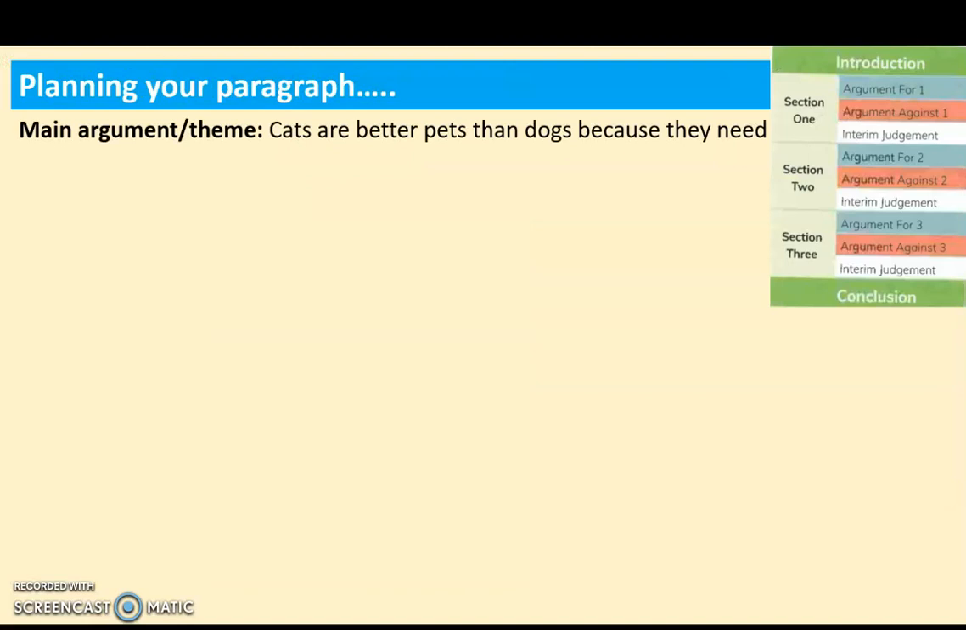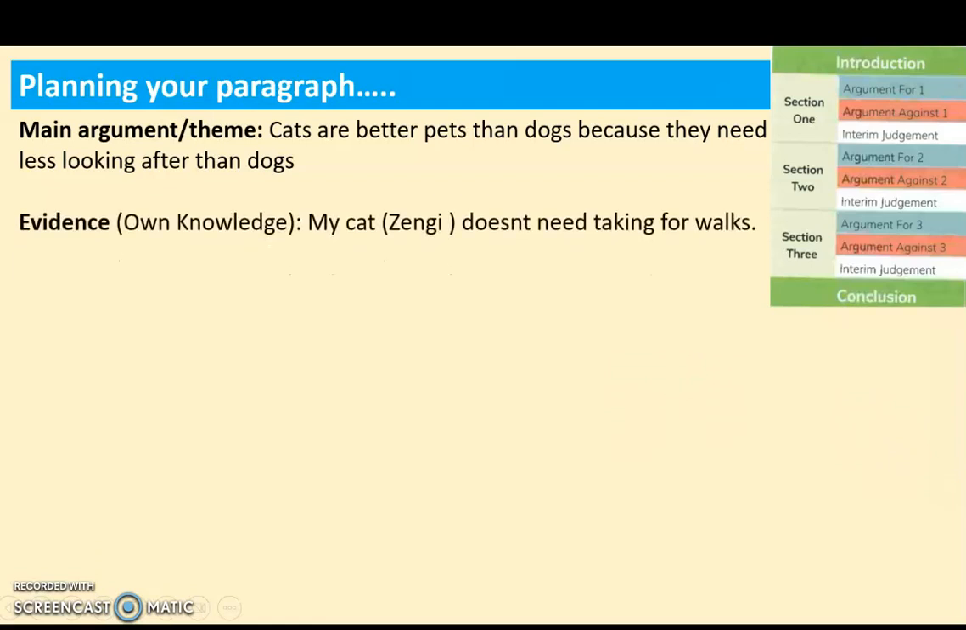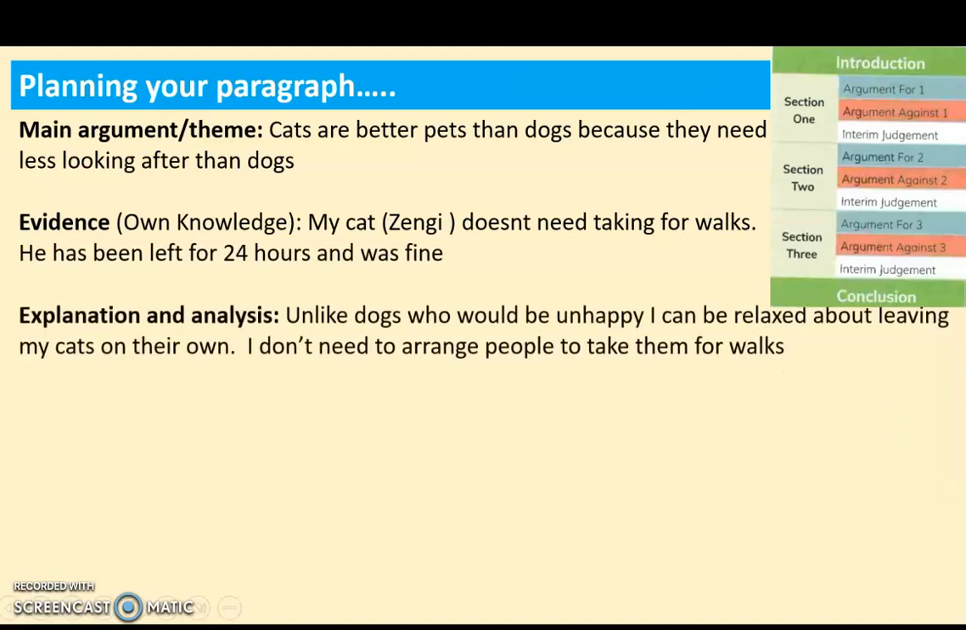So like I said, our main argument is that cats are better than dogs. Okay, and so because they don't need looking after. This is the theme of paragraph 1. Okay, so paragraph 1 is all going to be about how much looking after cats and dogs need and why that makes cats better. So evidence I'm going to use is the fact that my own cat Zengi doesn't need taking for walks. He kind of looks after himself in that respect. He's been left for 24 hours and was fine. Okay, and this is very different to a dog, isn't it?